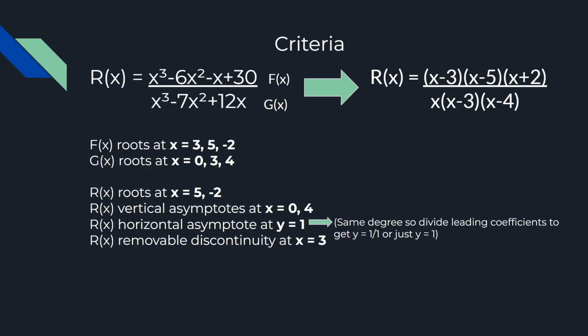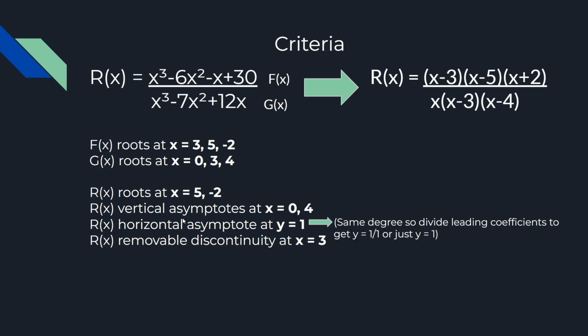So R(x) is made up of two functions, f and g, f over g, where f(x) is the function on the top and g(x) is the function on the bottom. f(x) has roots at x equals 3, 5, and negative 2, while g(x) has roots at x equals 0, 3, and 4. The roots of R(x) are at x equals 5 and negative 2, and the vertical asymptotes of R(x) are at x equals 0 and 4.